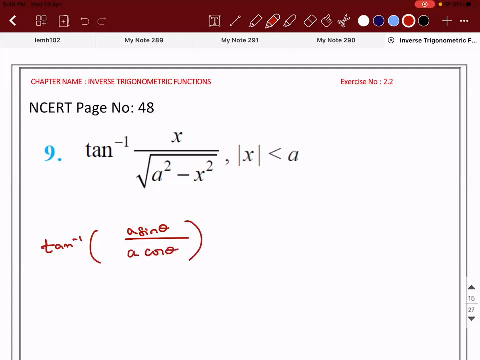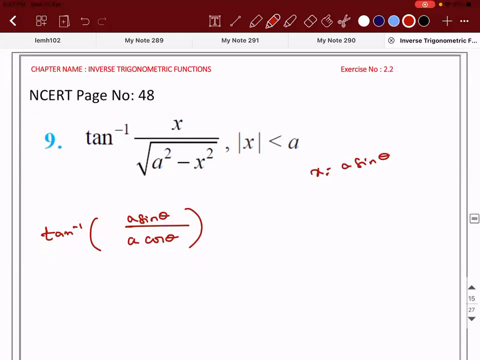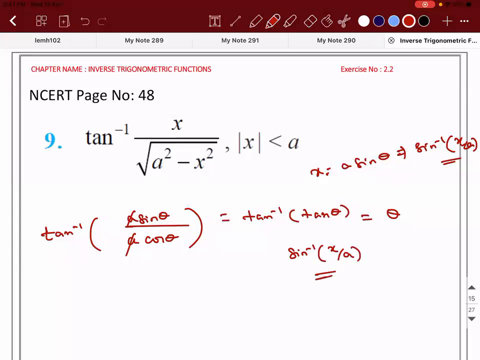Did everyone understand how I got it? Because I'm putting x is equal to a sine theta, the a and a will get cancelled. This will be tan inverse of tan theta, and the answer is theta. What is theta? Theta is sin inverse of x by a. Don't write it as sin inverse x by a without the bracket; it is sin inverse of x by a, the value itself. Any doubts, guys? You're clear?